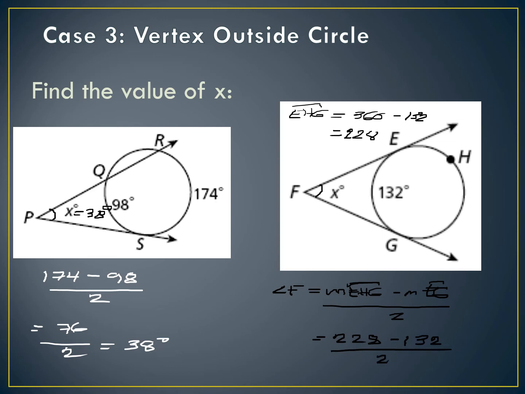So, 228 minus 132, that is equal to 96, and then divided by 2. So, 96 divided by 2, that is equal to 48 degrees. It means yung measurement ng angle X yung measurement ng X natin is 48 degrees.